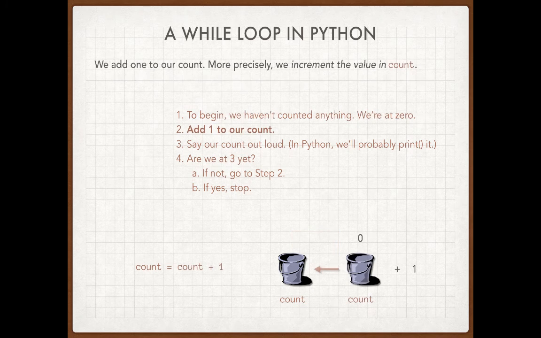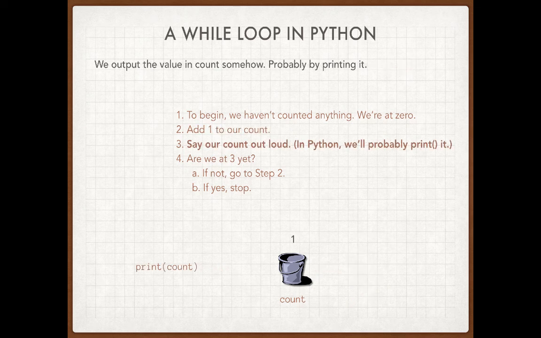Then we'll add 1. We already know how this works. Equals is a transitive verb. So I'm going to take the value of count, which is 0. I will add 1 to it, and I'm going to put that into the bucket on the left-hand side, which actually is still count. So I'm going to overwrite the old value. So now count is 1. We'll say that out loud, or in Python we'll print it. Here I've written down a print command. We'll just echo that out to the screen so that our viewers or the users can see that.